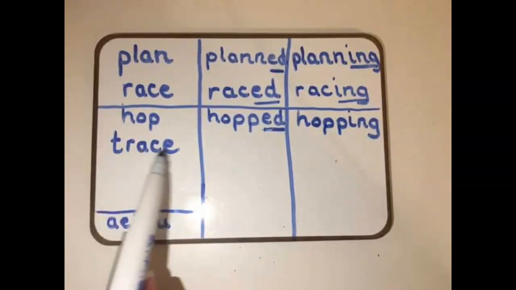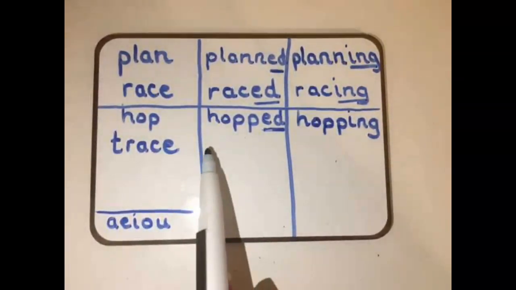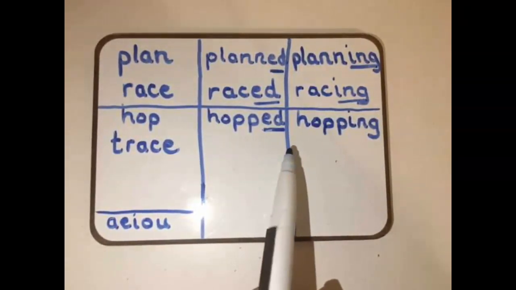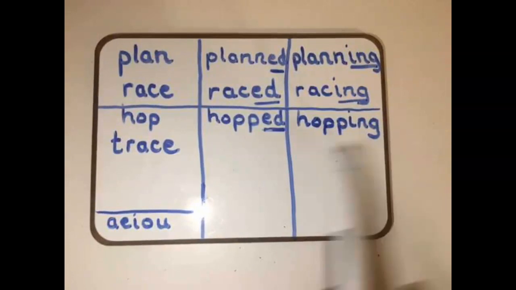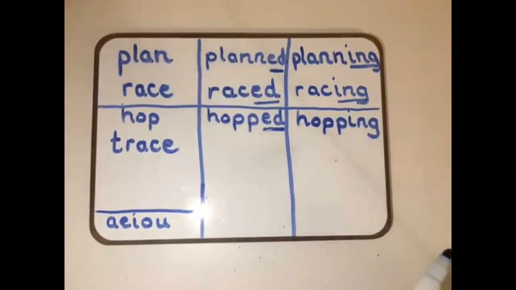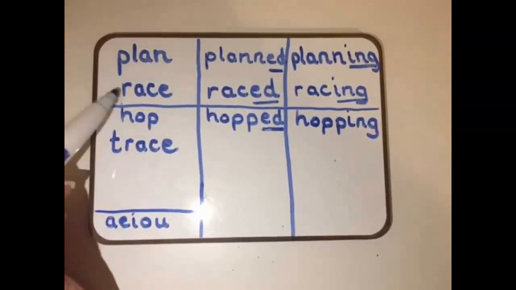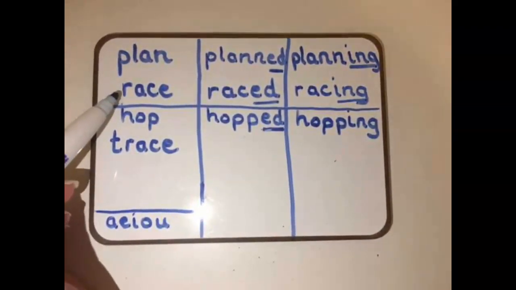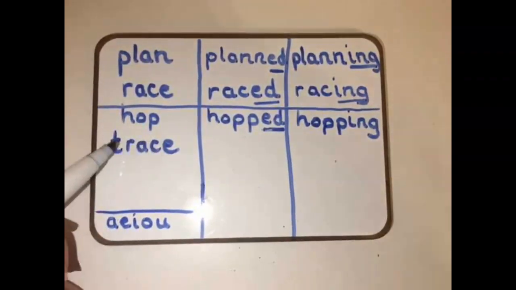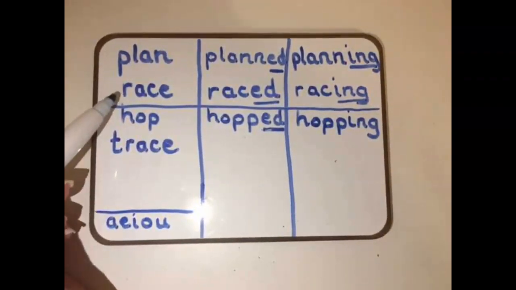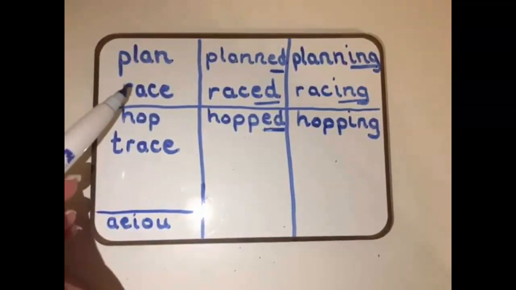So let's look at this, and I want you to pause the video and write traced. I traced the shape on my paper. And tracing. I am tracing a triangle. Pause the video and write, please. Okay, so did you decide which word up here was getting the rule followed for trace? Was it plan or race? You can say it out loud. It was race. Why?